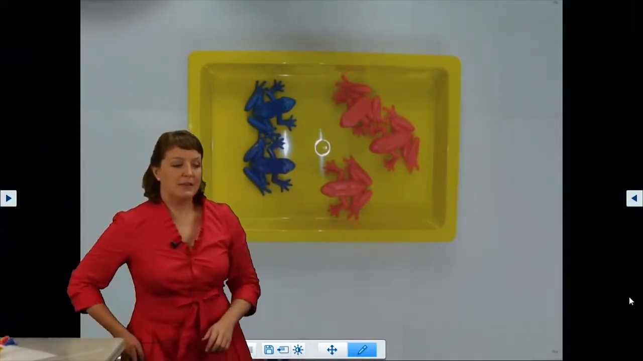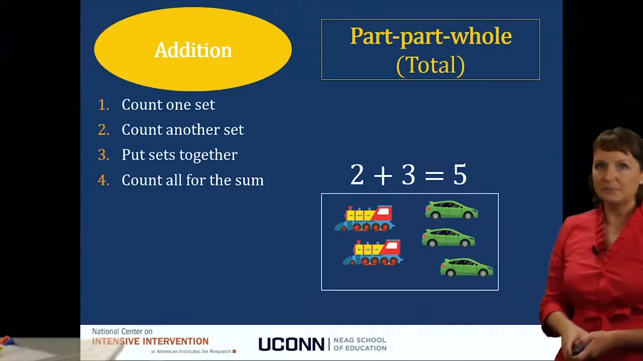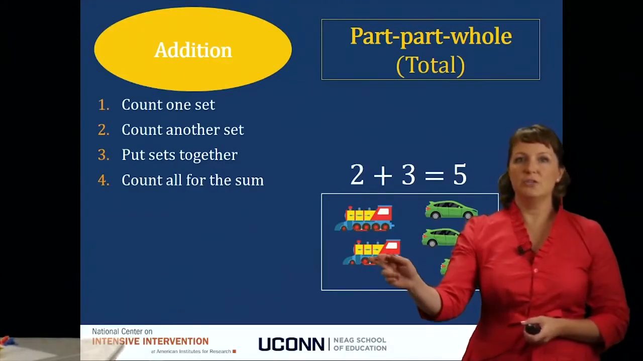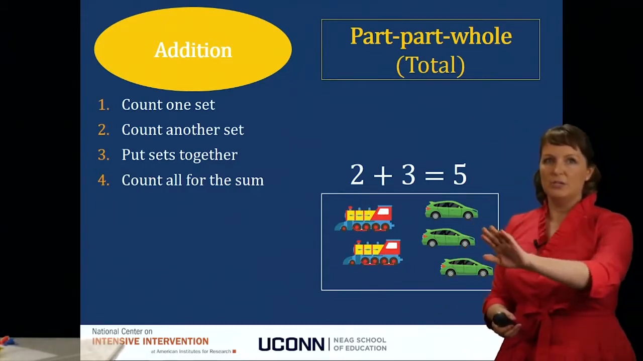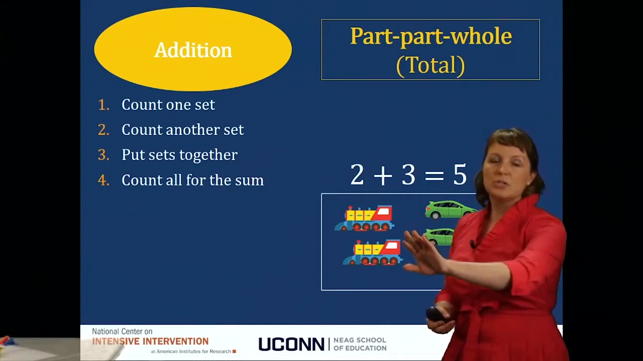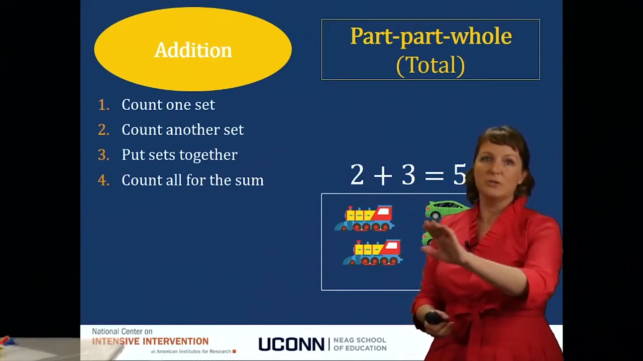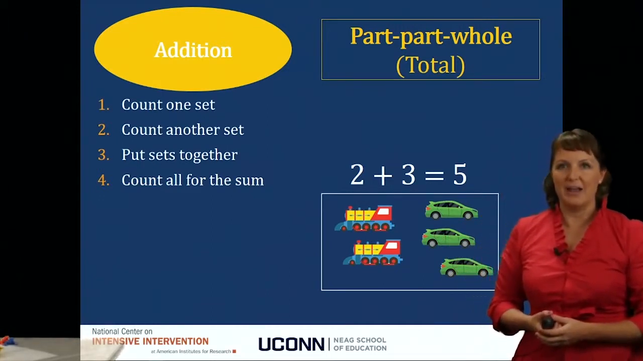Now if we want to think about that with the representational, we can look at a slide just like this one here. So here I've got 2 trains. So I've got 1, 2 trains. And to that, I'm adding 3 cars. 1, 2, 3. So 2 plus 3, and I can count all for the sum. 1, 2, 3, 4, 5. 2 plus 3 equals 5.